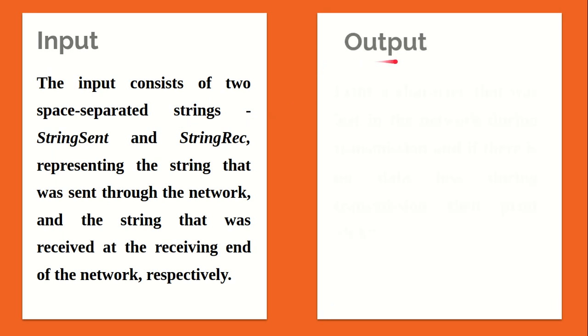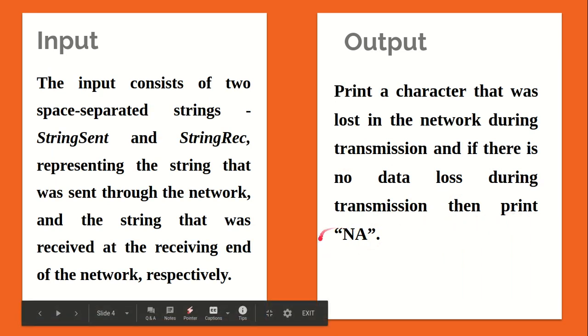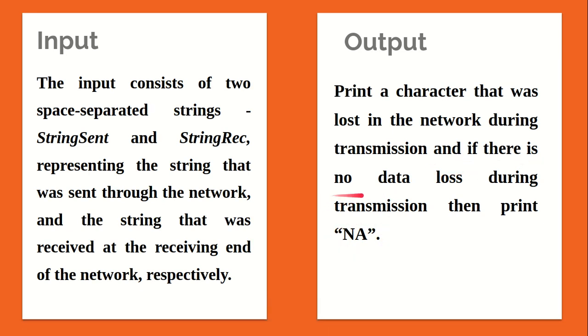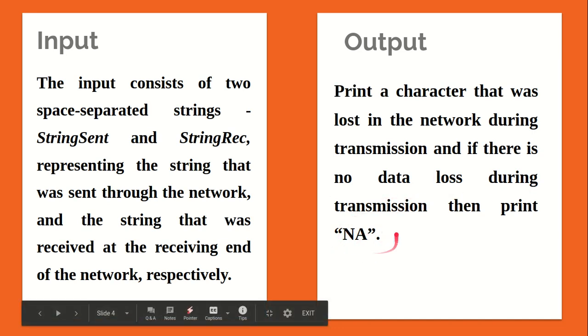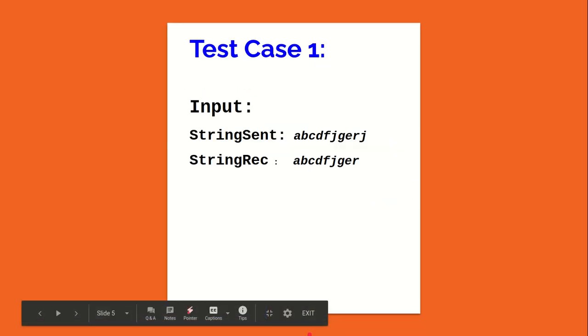Output: Print the character that was lost in the network during transmission, and if there is no data loss during transmission, then print NA. Here you can observe two categories of the output. First, both strings are same, means no character loss and NA is the output. Second, one character is missing in the second string, so we are supposed to find that particular missing character and print it. Let's see test cases now.